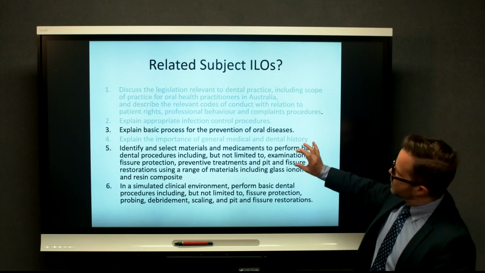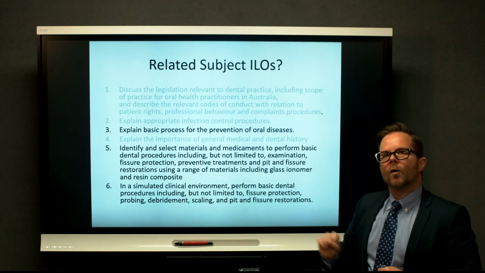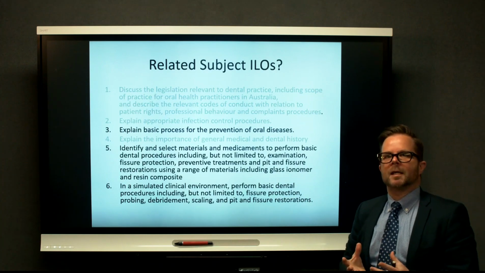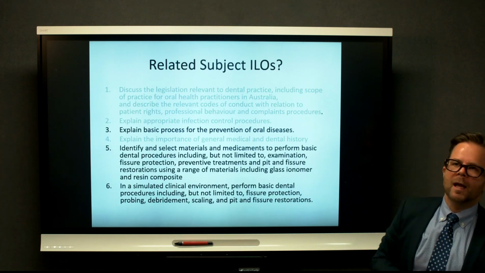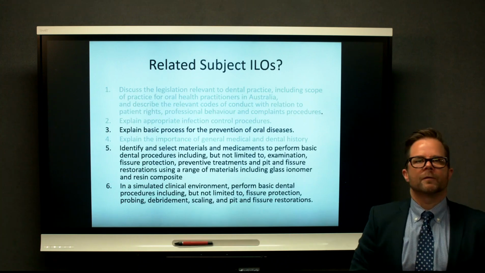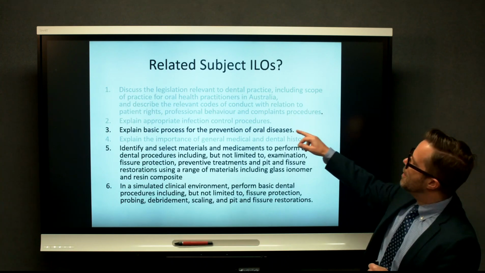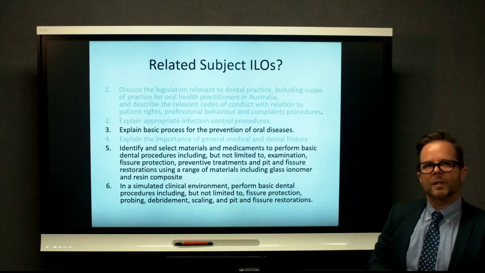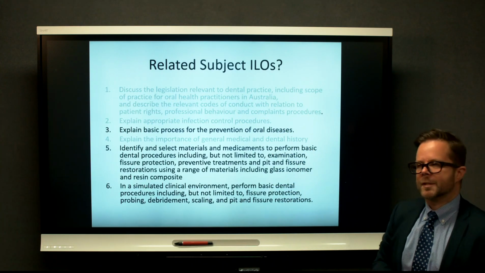So what you should be doing immediately is saying all 3 of these ILOs are where I'm locating what we're talking about today. And as I study the materials around fissure protection, I should be keeping in mind that I'm addressing 1, 2, 3 of the intended learning outcomes.